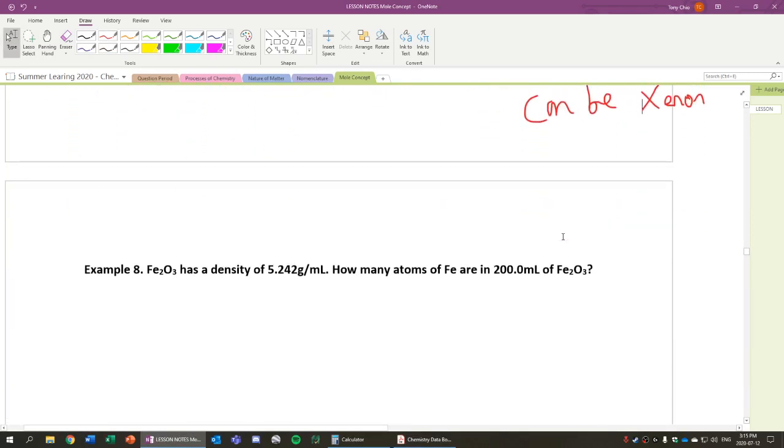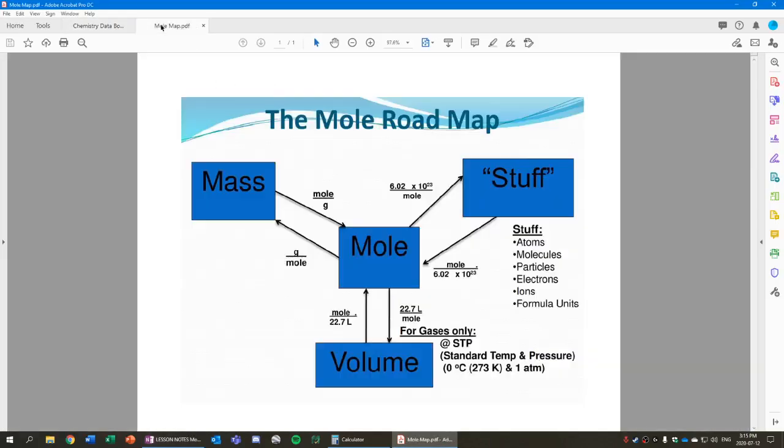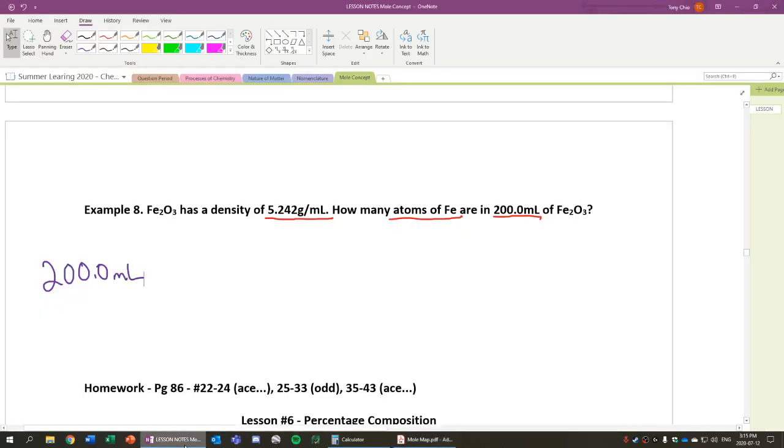Our last example here is: Fe2O3 has a density of 5.242 grams per milliliter. How many atoms of Fe are present in 200.0 milliliters of Fe2O3? Okay, so we have 200 milliliters of Fe2O3. We're at volume. Volume is right here. We have to get to mass. Alright, so how do we get to mass? We gotta use density.